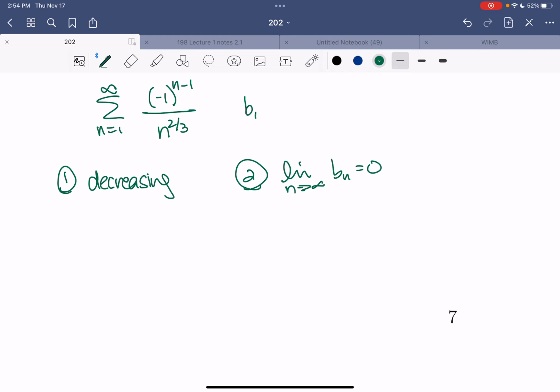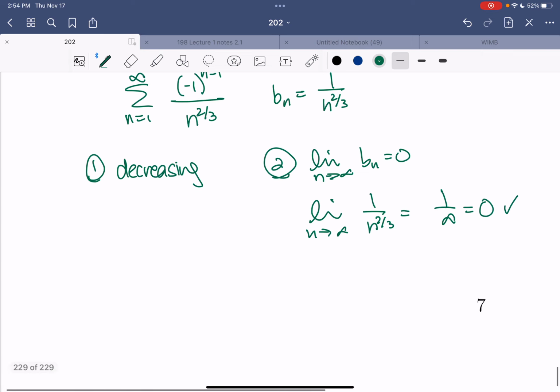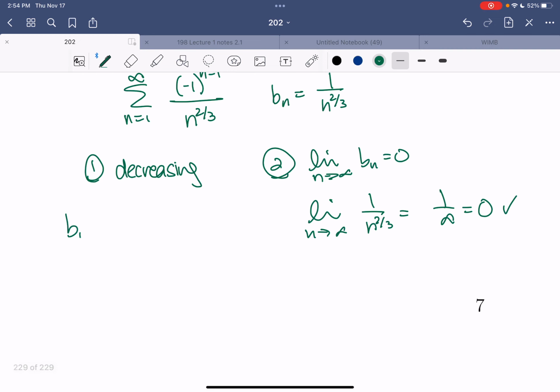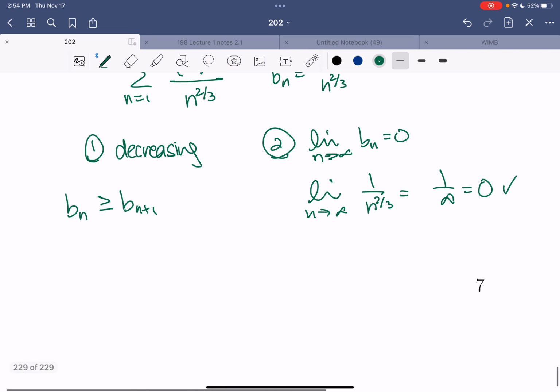Your bn here is 1 over n to the 2/3. So if we look at this, the limit as n goes to infinity of 1 over n to the 2/3 is 1 over infinity, which is 0. So that works. Then we have to show that it's decreasing. You just show that bn is greater than or equal to bn plus 1. So we'll try that. So we've got 1 over n to the 2/3 is greater than or equal to 1 over n plus 1 to the 2/3.